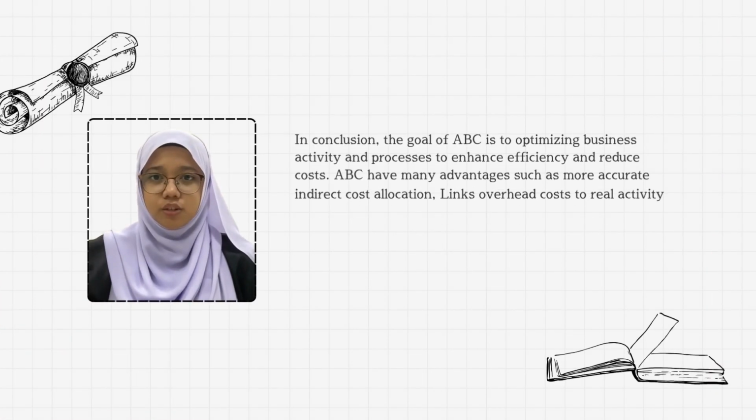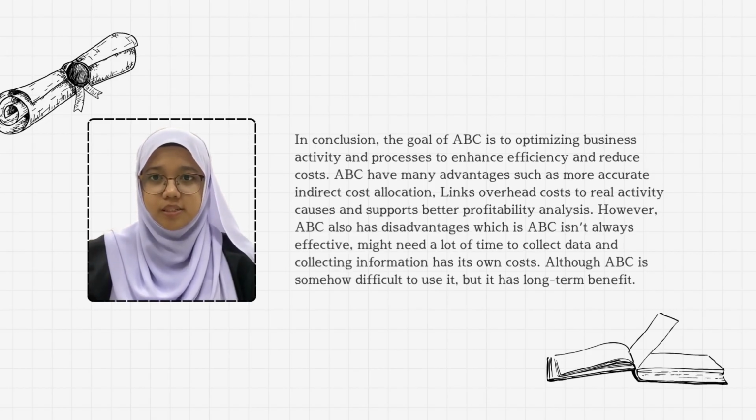In conclusion, the goal of ABC is to optimize business activities and processes to enhance efficiency and reduce costs. ABC has many advantages, such as more accurate indirect cost allocation, linking overhead costs to real activity costs, and supporting better profitability analysis. However, ABC also has disadvantages: it isn't always effective, might need a lot of time to collect data, and collecting information has its own cost. Although ABC is somewhat difficult to use, it has long-term benefits.